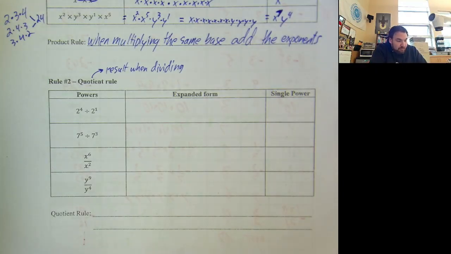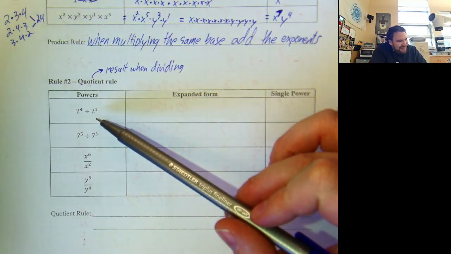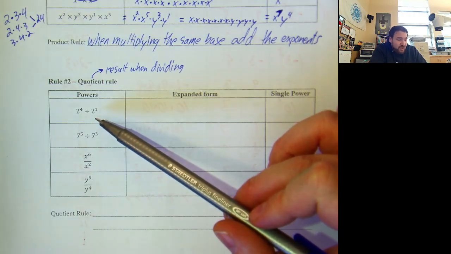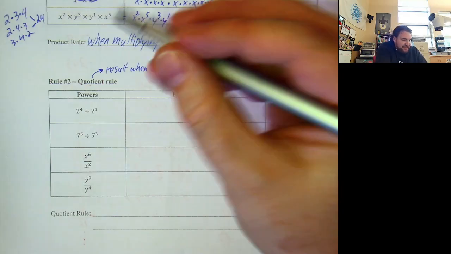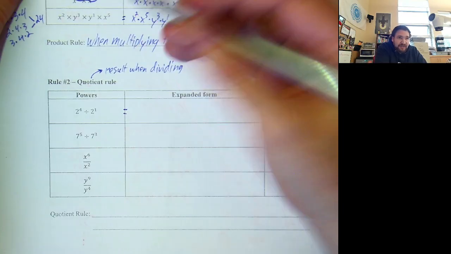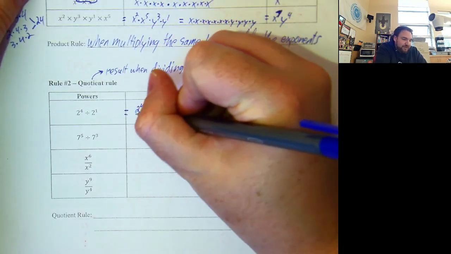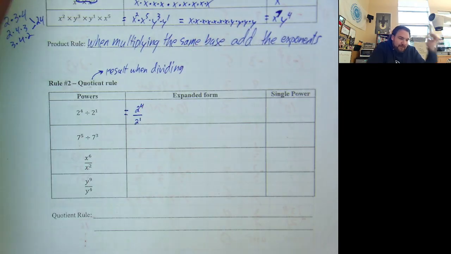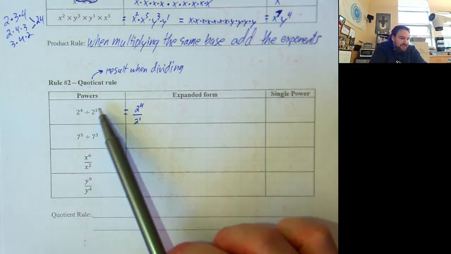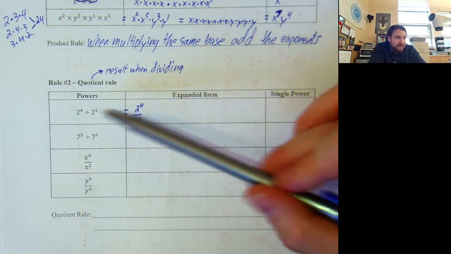So, I've got 2 to the 4 divided by 2 to the 1. It works, but I don't like to write things that way. So what I'm going to do is take this division statement and turn it into its equivalent fractional representation. I'm just going to write it as a fraction is what I mean. I'm using more words when few words will do. 2 to the 4 divided by 2 to the 1 is the same as 2 to the 4 over 2 to the 1. These are equivalent statements.